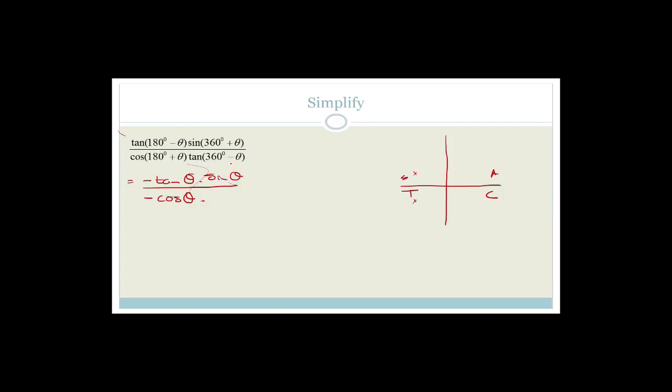360 minus theta is in the fourth quadrant, and that's going to therefore be negative tan theta. Okay, so do you agree that cancels with that? And this just becomes minus tan theta, because sine divided by cos is tan. Okay, so that wasn't so bad, hey? So don't freak out if you don't have any numbers. It's actually quite easy. It's actually easier, I think.